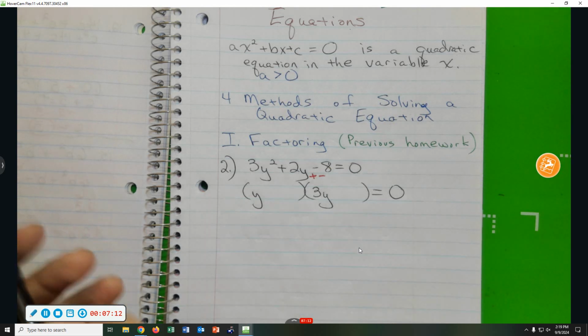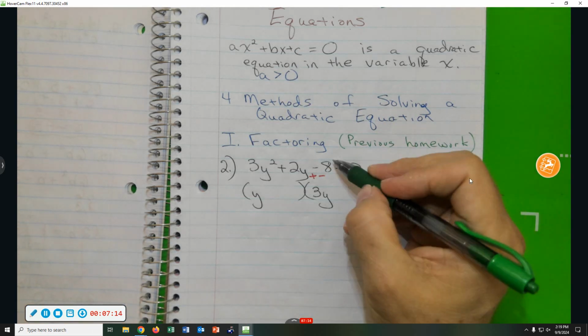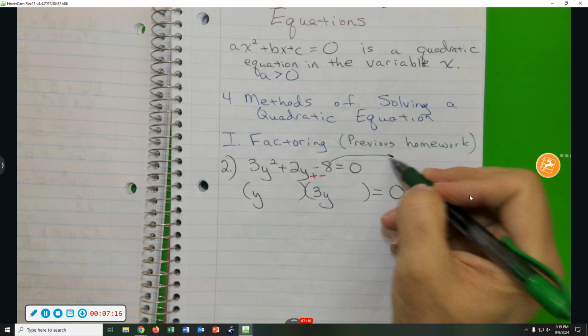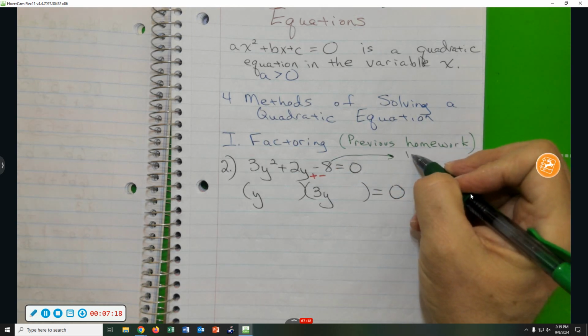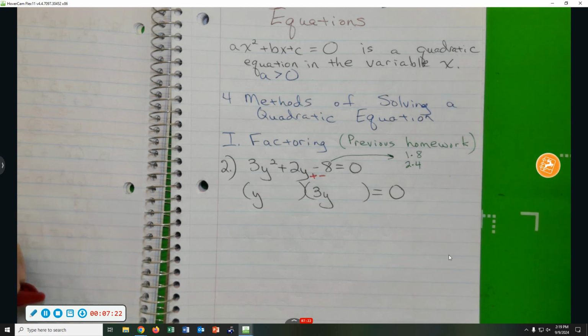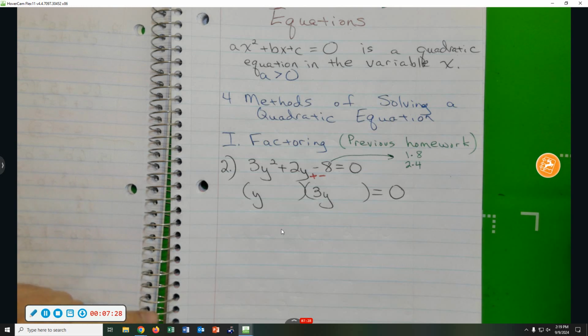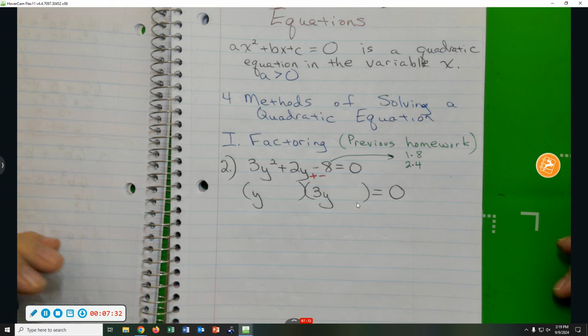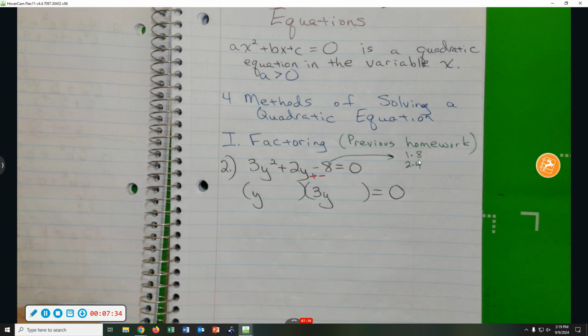For 8, let's see, what have we got with 8? We need what times what is 8? 1 times 8 or 2 times 4. And let's see. What do y'all want to try? Tell me which one you want to try. 2 and 4. Try the 2 and 4.